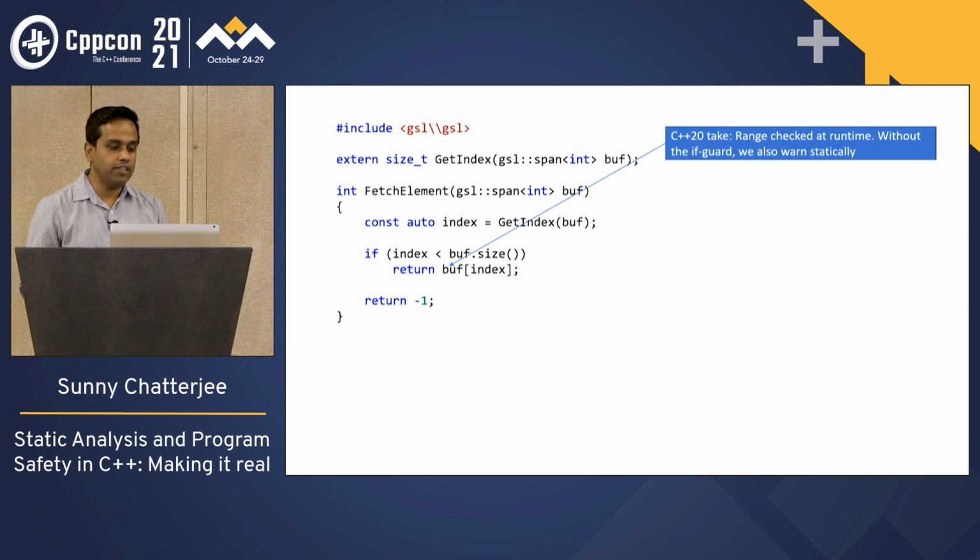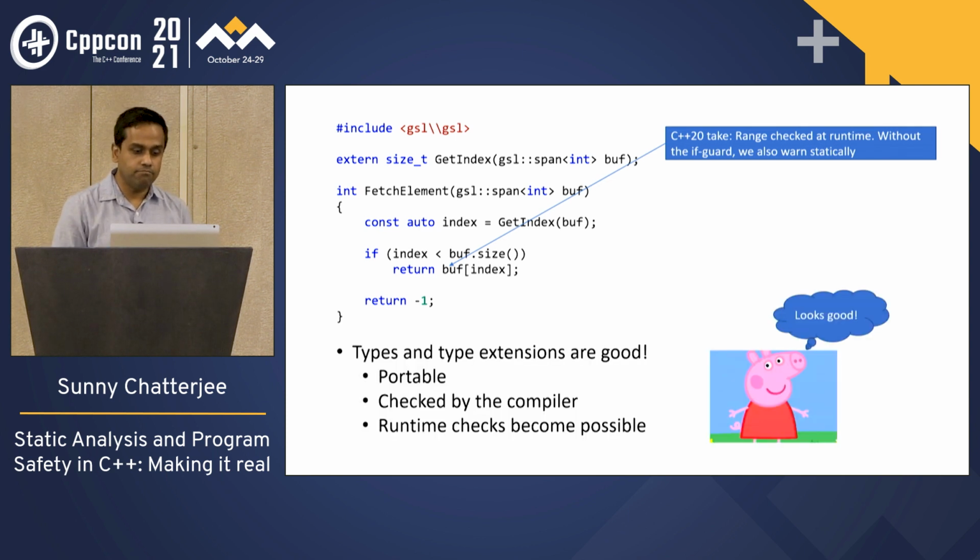So what we saw is we started with lint checks, and then we looked at how we scale the lint checks. We started with some annotations, and here is a type and type extension that can be used for making your program safe. Pepa realizes type extensions are great. They are portable, and they can be checked by the compiler. And with minimal cost, runtime checks become possible.